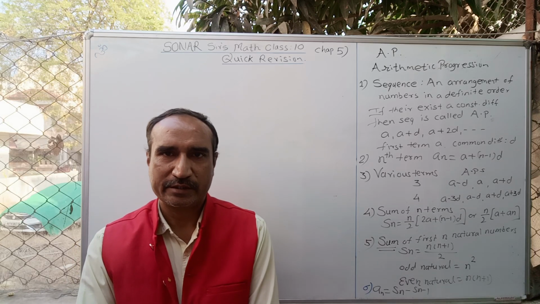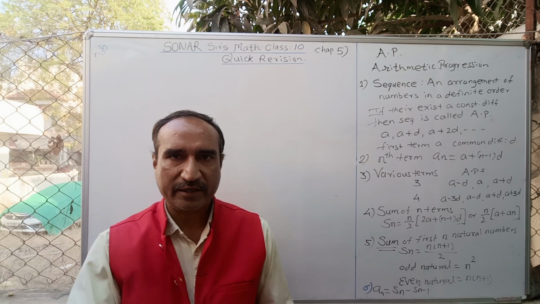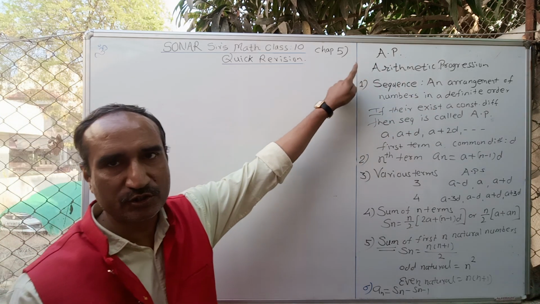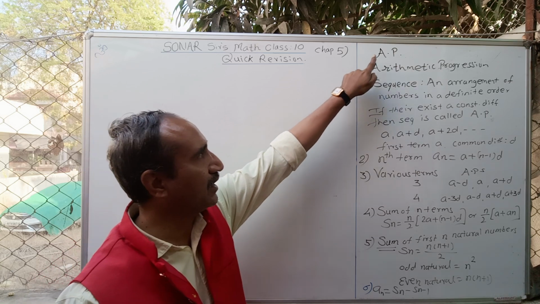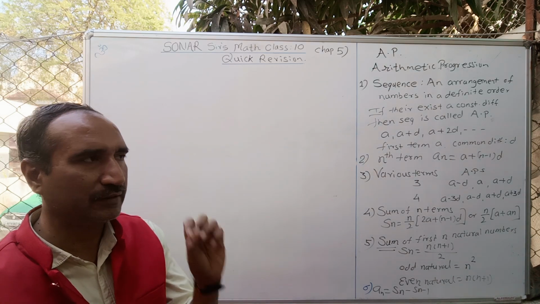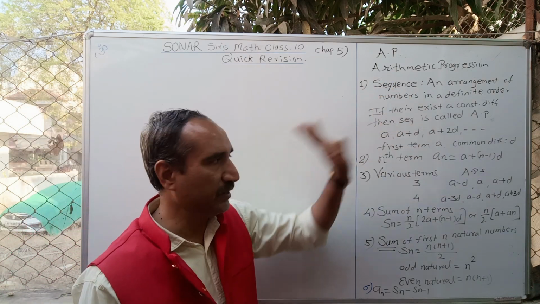Good afternoon, students. Let's discuss today chapter number 5, Arithmetic Progression. In short, we call it an AP. In arithmetic progression we will discuss the sequence and what is an AP.